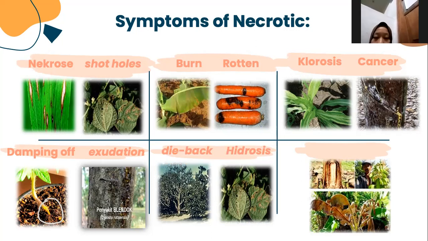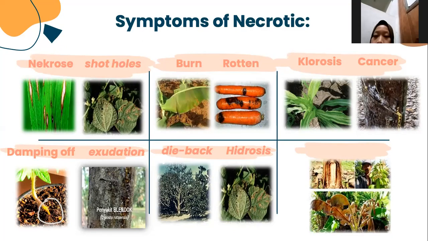Number 9 is dieback. Dieback is a symptom where the death of a twig or branch starts at the tip and extends to the base. For example, these symptoms are on coffee plants attacked by the fungi Rhizoctonia sp. Number 10 is hydrosis.